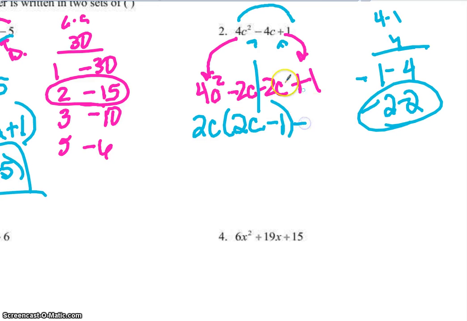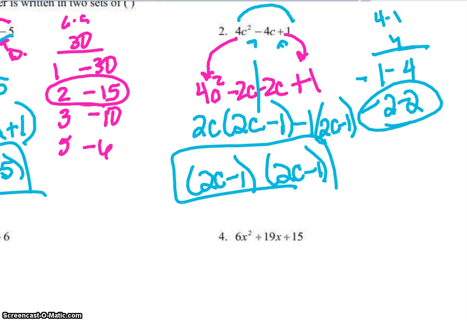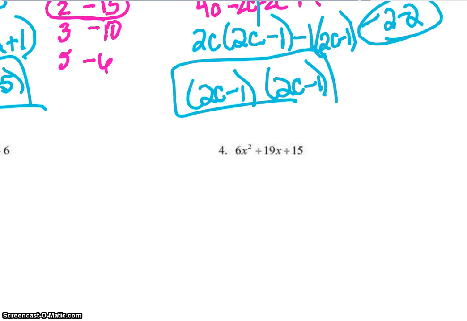Bring down the minus. Okay, these have nothing in common. When there's nothing in common, you put a 1. And then, remember, since it was a minus, you got to change that sign, and it becomes 2c minus 1. So your answer is 2c minus 1 and 2c minus 1. Going down to number 3.